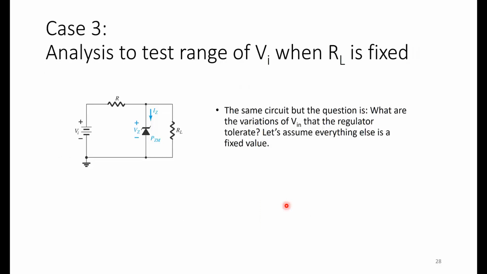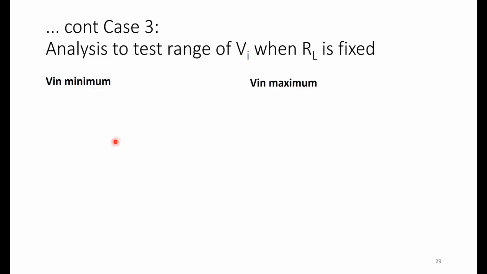Case 3. This is a different case. In this case, the same question, the same circuit, but the question is different. The question is, what are the variations of Vin that the regulator can tolerate? So let's assume everything else is fixed value. Now in this case, RL is fixed, R is fixed. We just want to know this voltage regulator, what values of Vin can it tolerate? Okay, so just like the range of RL, here we want to find the range of Vin. When is Vin a minimum and when is Vin a maximum?